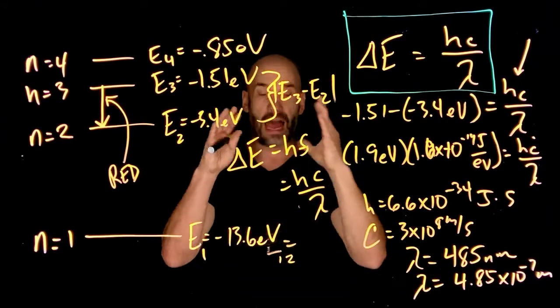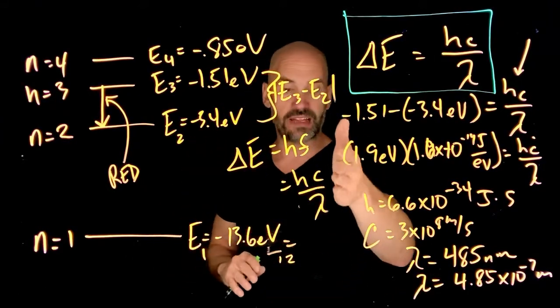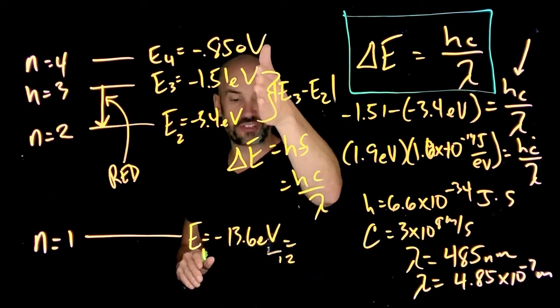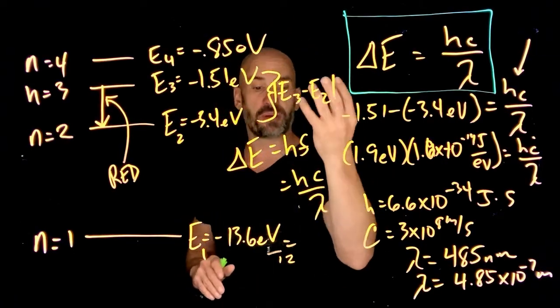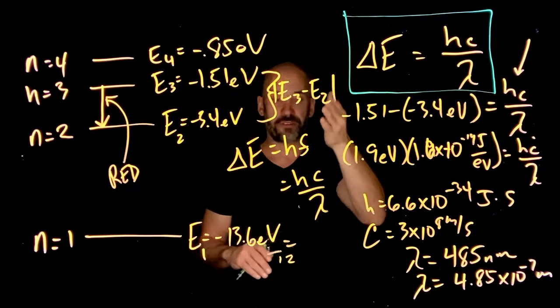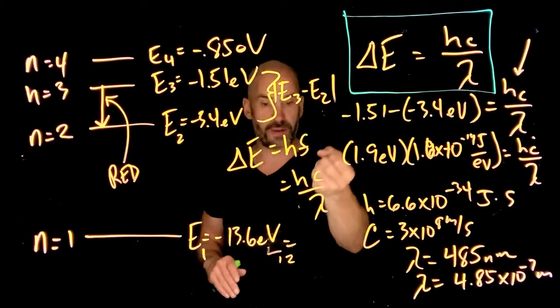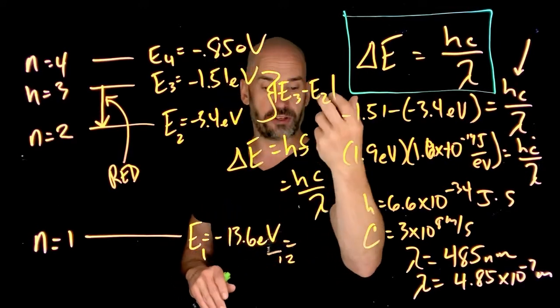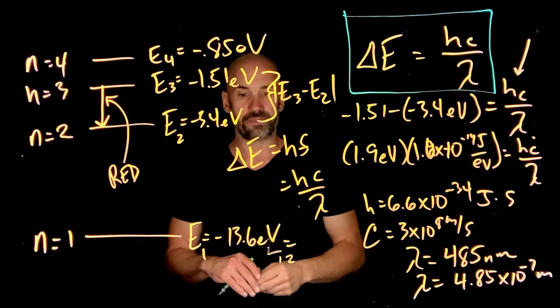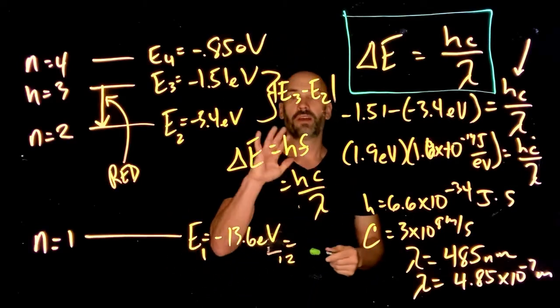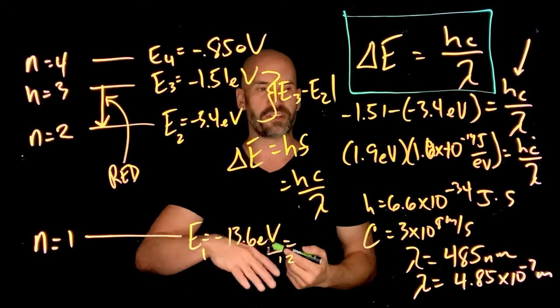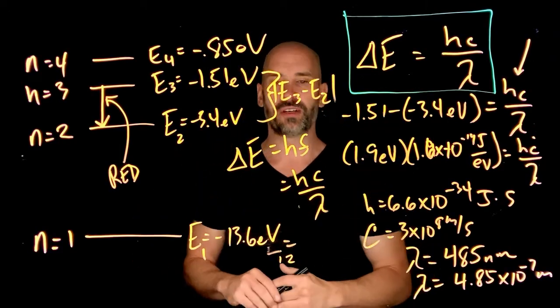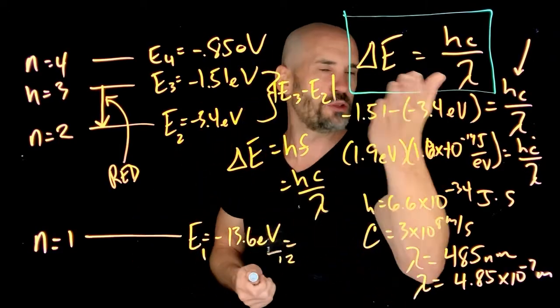And so I encourage you to practice proving that the drop from energy level 6 to 2 gives you something in the violet spectrum, from 5 to 2 gives you something in the blue spectrum, from 4 to 2 gives you something in the green spectrum, etc. So practice that, see if you're getting values in that general region, and get comfortable using this relationship.